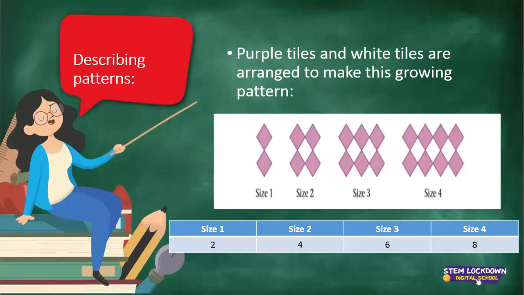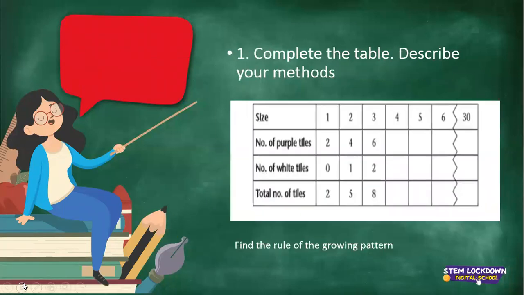So what we notice here is that the purple tiles are added by 2 on each side, all right? And the white tile, we are adding 1 to each size as it grows, starting from 0. Because if you notice, on size 1 there's no white pattern tile. On size 2, we have 1. Size 3, we have 2. Size 4, we have 3. Okay? So let us move on to our next slide.